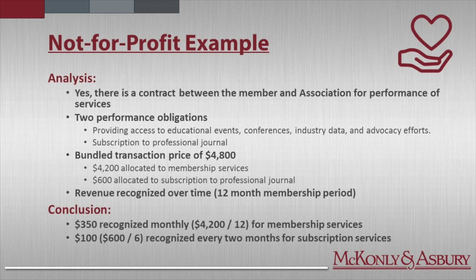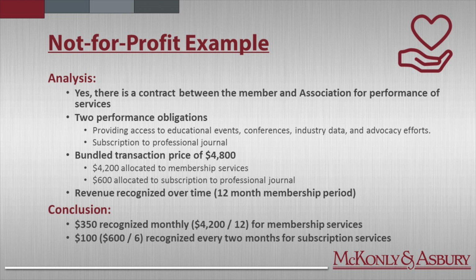Yes, there is a contract between the member and the association for performance services. We have 2 performance obligations. One is the access you have to the conferences and events and data, and the second is the subscription to the journal. So in this case, we've made it pretty simple that $600 would be allocated to the subscription and $4,200 allocated to membership services, and you would recognize the membership services at $350 a month over the 12 months, and then you would recognize the subscription separately at each time when you send that publication, so $100 each time you send it. So that could certainly change how some organizations are recognizing revenue for these.